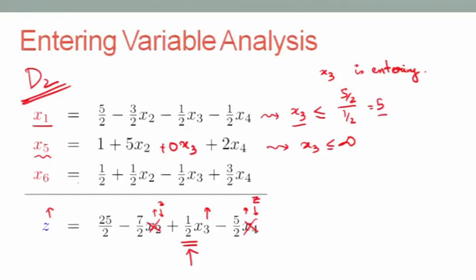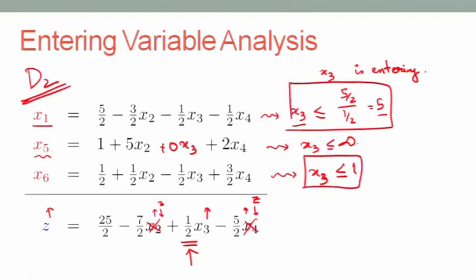And finally, for x6 you get x3 less than or equal to 1. So as soon as x3 goes up to 1, x6 goes down to 0, and any further, x6 is going to go negative. So finally, looking at it, less than or equal to 1, less than or equal to 5, and I don't care, less than or equal to infinity, this is the winner, and therefore x6 is the leaving variable. So x3 will enter and x6 will leave.